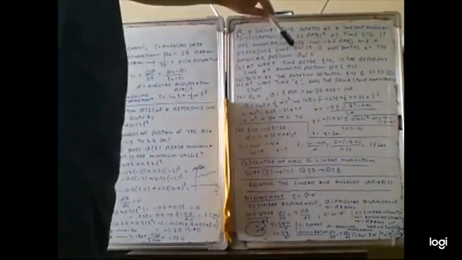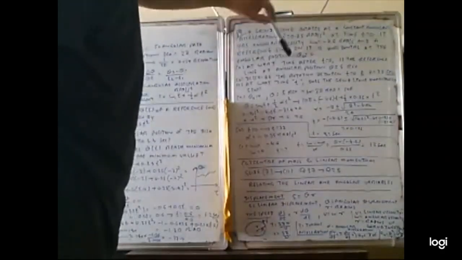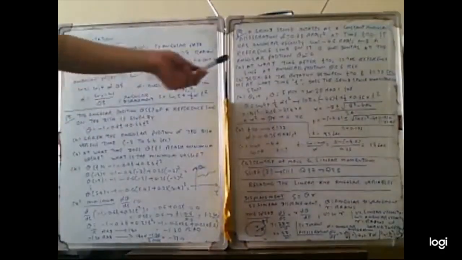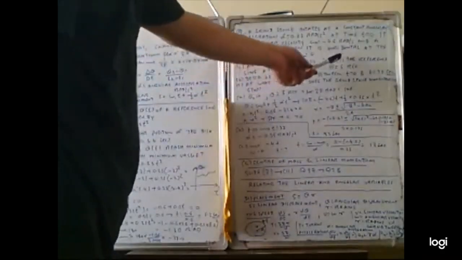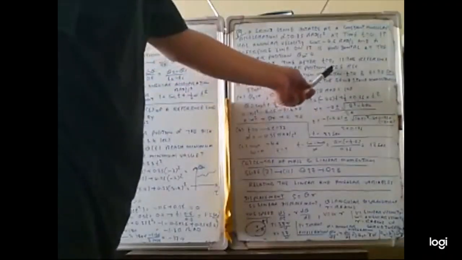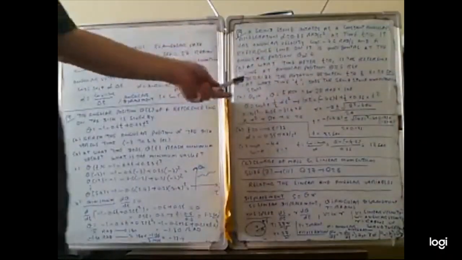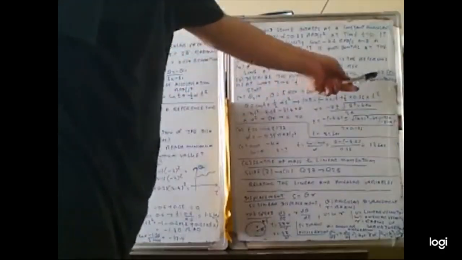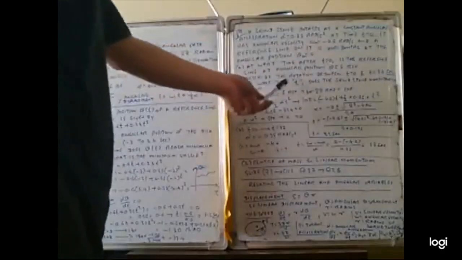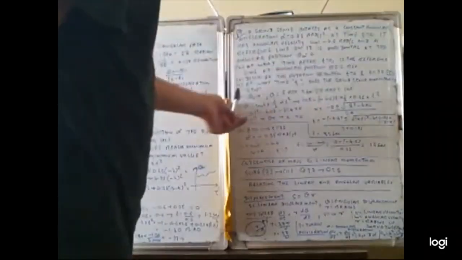And this problem: a grindstone rotates at a constant angular acceleration alpha equal to 0.35 radian per second squared. At time T is equal to 0, it has an angular velocity omega 0 equal to minus 4.6 radian per second, and a reference line on it is horizontal at the angular position theta 0 equal to 0. So A, at what time after T equal to 0 is the reference line at the angular position theta equal to 5 revolutions? B, describe the rotation between T equal to 0 and T equal to 32 seconds. C, at what time T does the grindstone momentarily stop?